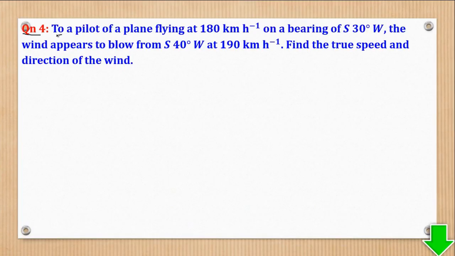Question 4 says, to a pilot on a plane flying at 180 kilometers per hour on a bearing of south 30 degrees west, the wind appears to blow from south 40 degrees west at 190 kilometers per hour. Find the true speed and direction of the wind. Here they're using the word from.